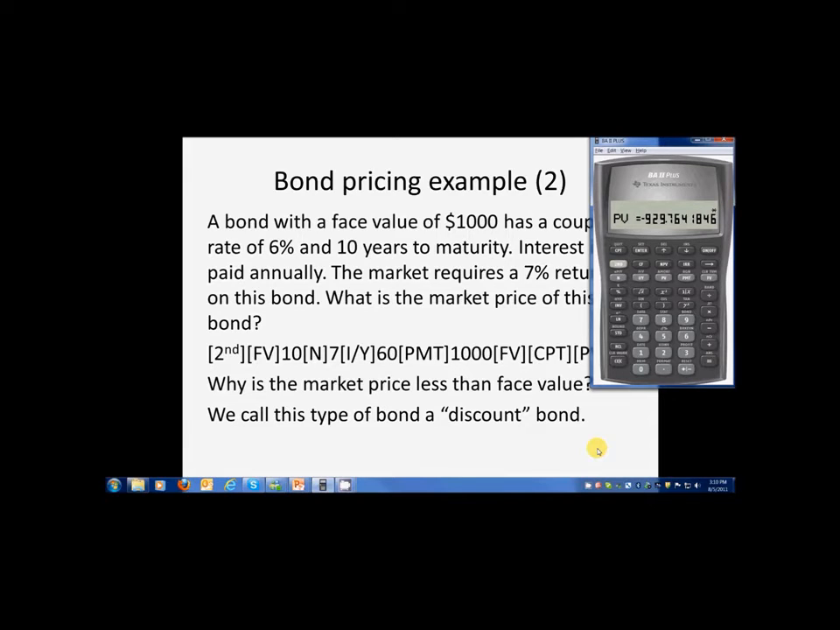Now if the bond is selling for less than face value like this one is, we call this type of bond a discount bond. Now, does that mean that this is a bond you'd like to buy because it's on sale? No. This bond is fairly priced for the coupons and the required return, exactly as fairly priced as the par bond that we just looked at. So just because a bond is a discount bond doesn't mean it's a better deal than another kind of bond. It's fairly priced.